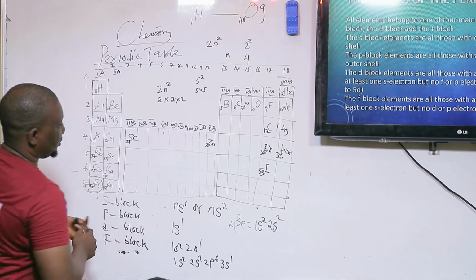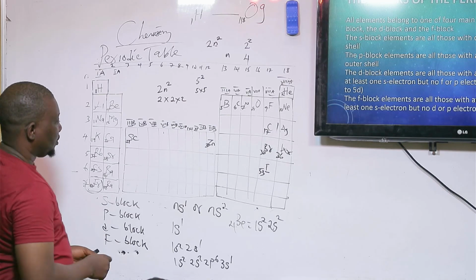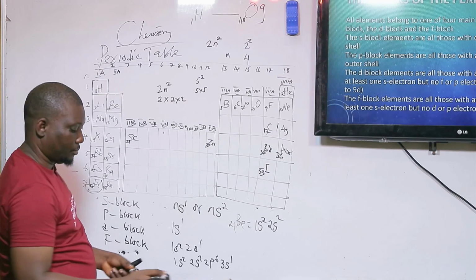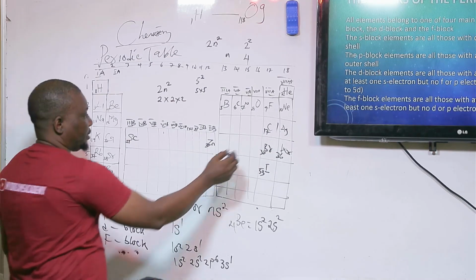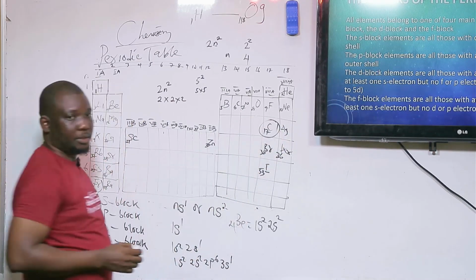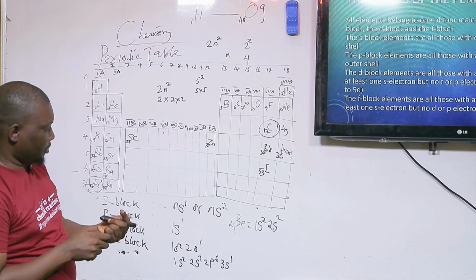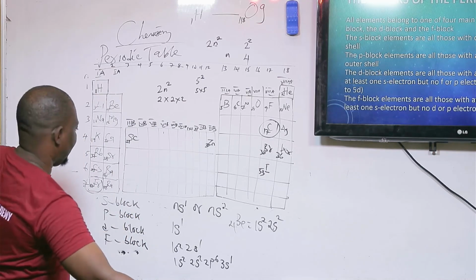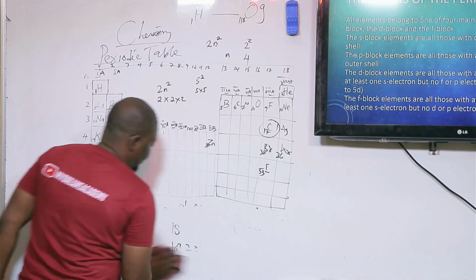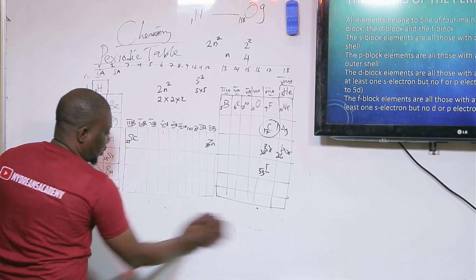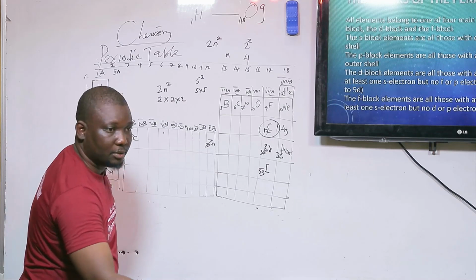Are P block elements. Okay, let's look at an example. Let's look at chlorine. Now, before chlorine, let's get these points clear. Just like the electronic configuration of K, L, O, those shells.